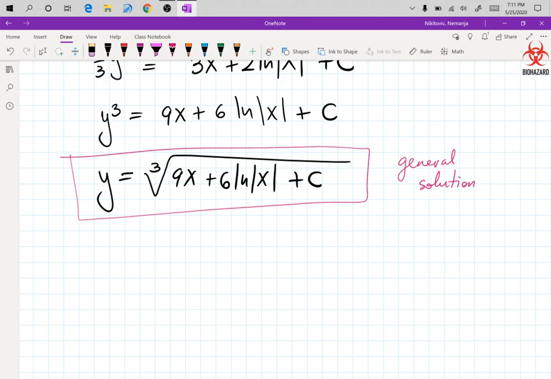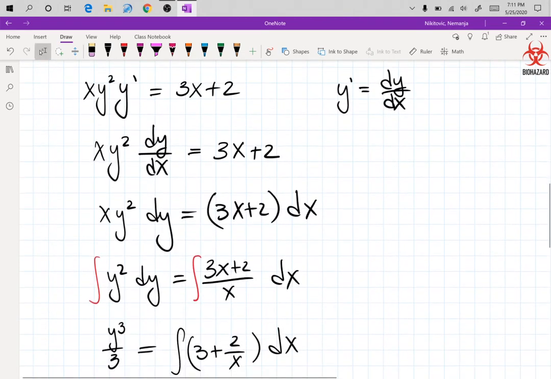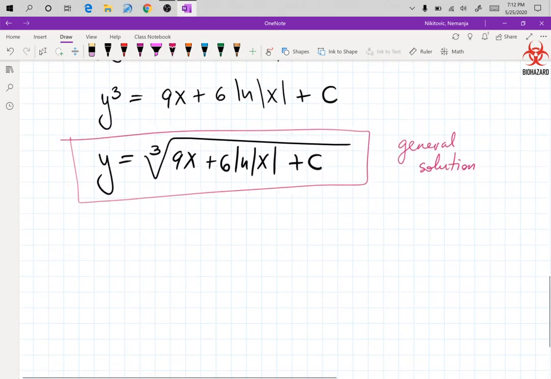Now, since we have ln of absolute x, we are allowed to use any value for x except 0. ln of 0 is negative infinity, so that would break our equation in this case. We also can't use 0 in this row here because you have divided by x. You divided both sides by x, and you are not allowed to divide by 0, so that would eliminate the value of 0.